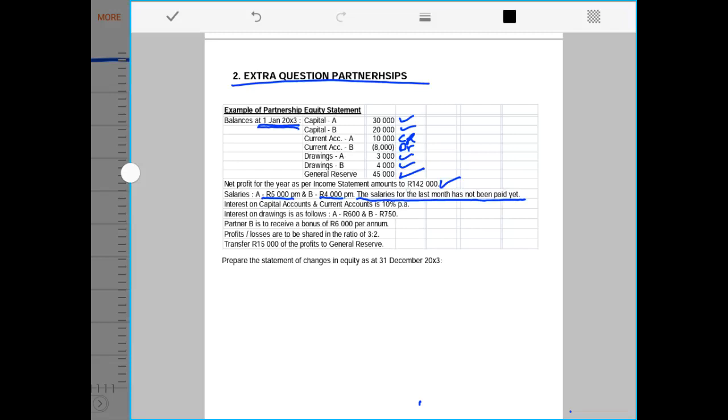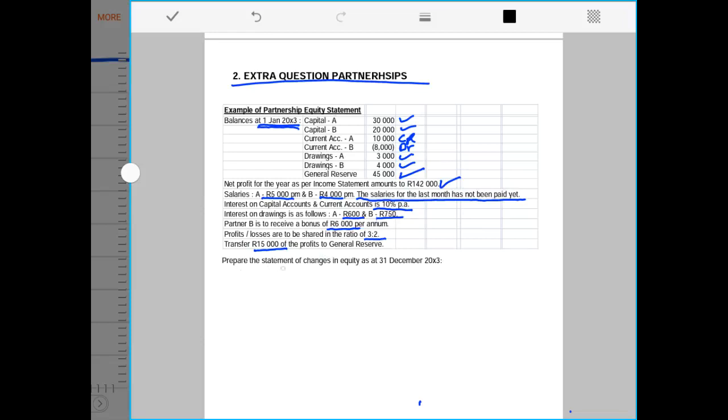Interest on capital account and current account is calculated at 10% per annum, and the interest on drawings is shown as 600 and 750 for partner A and B respectively. Partner B is to receive a bonus of 6,000 rands per annum, and the profit and losses are shared in the ratio of 3:2. And we are also instructed to transfer the profit to the general reserve account.